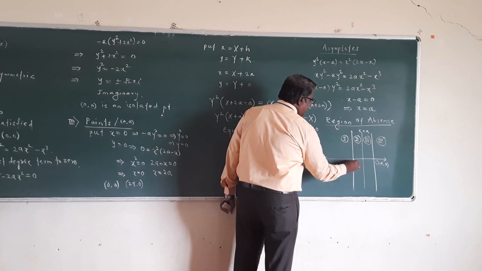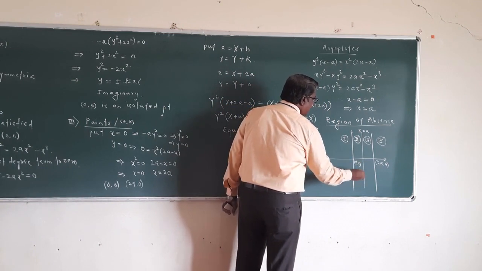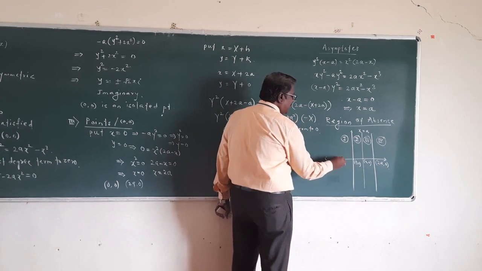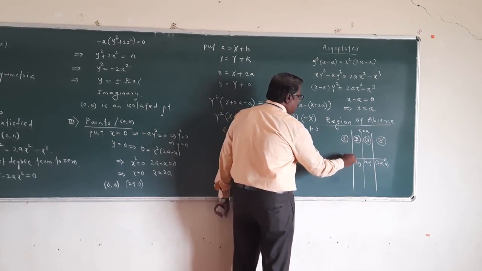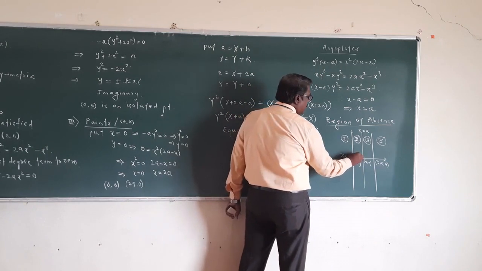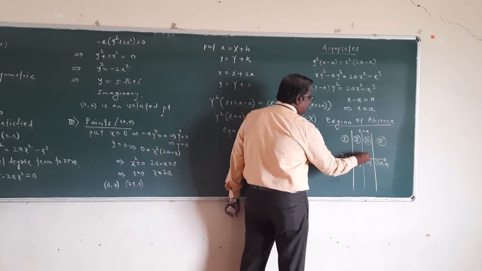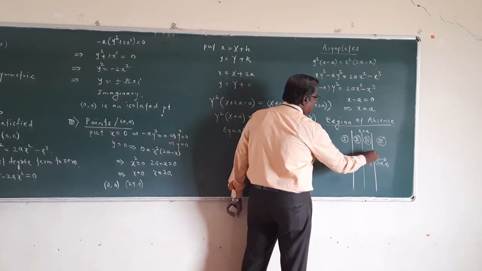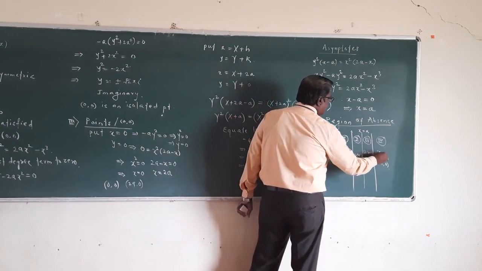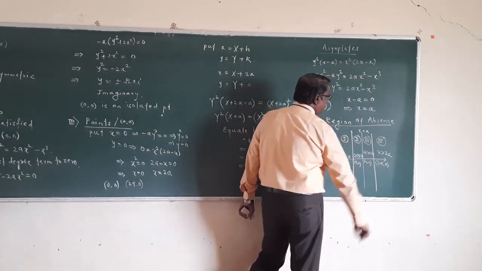As this point is origin, this point is a comma 0. So this partition is x less than 0. This is 0 less than x less than a. This is a less than x less than 2a, and this partition is x greater than 2a.